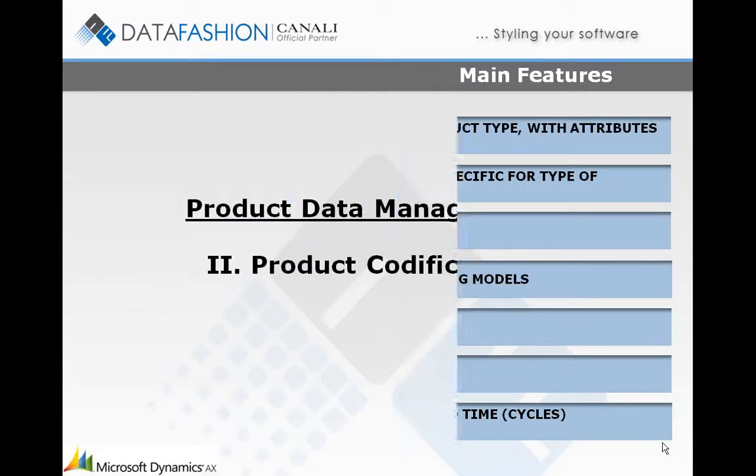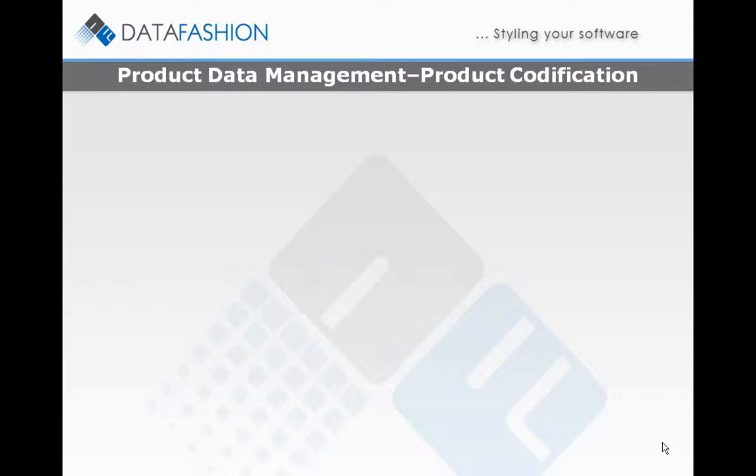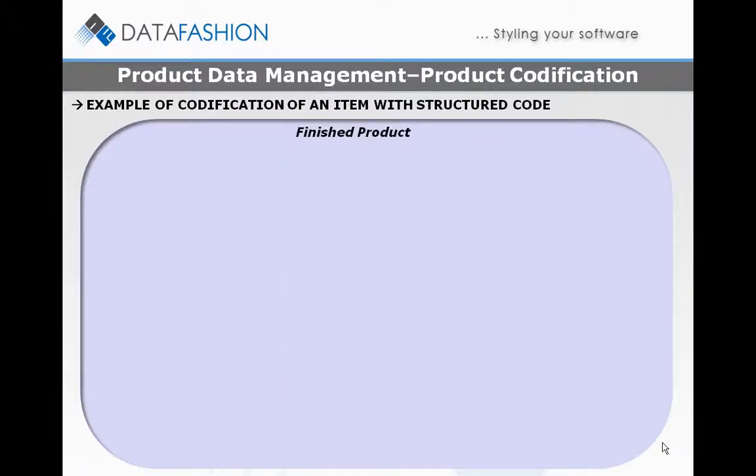Let's see in more depth the product codification and how you can structure the item code within the system. Through this function, you may define different types of products and, for each type, define the elements or attributes that will compose the final item and in what sequence. This is easier to understand through an example of codification of a finished product.